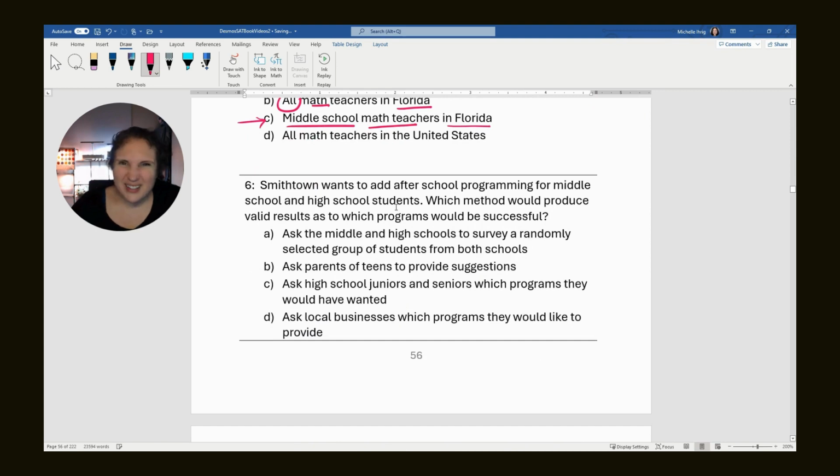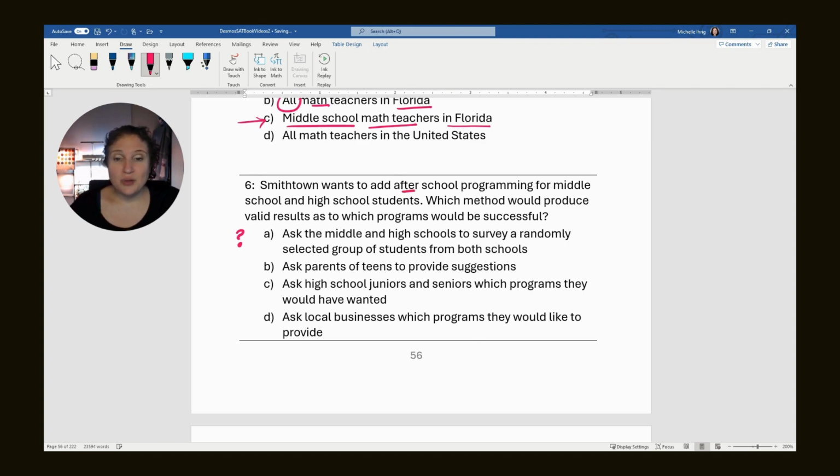Can you believe it? Smithtown wants to add after-school programming for middle school and high school students. Which method would produce valid results as to which programs would be successful? A, ask the middle and high schools to survey a randomly selected group of students from both schools. Well, it uses the word random, so it's probably correct. What we're going to do is just put a question mark, and we'll see if there's a better answer. B, ask parents of teens to provide suggestions.